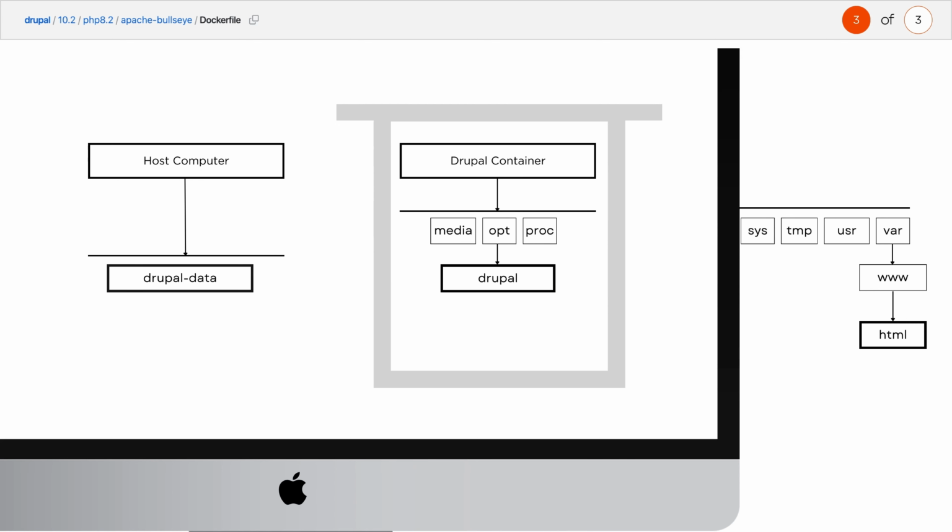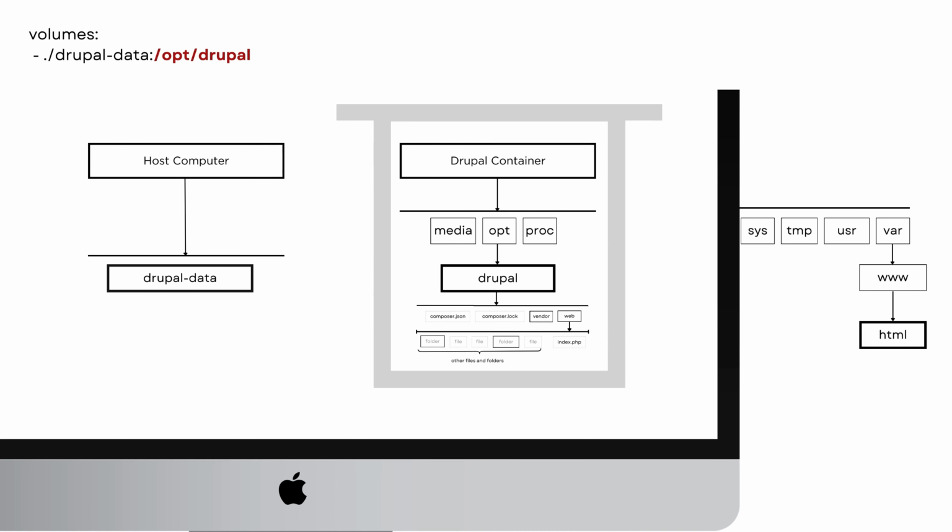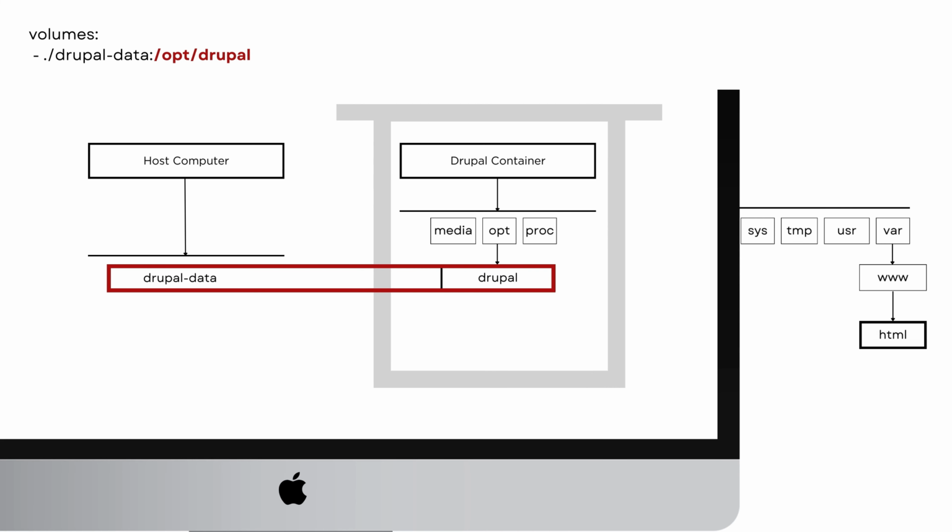It's important to note that Docker Compose file settings take precedence over Dockerfile settings. As we've seen from our Drupal container, without volume mapping, Composer creates a Drupal project in the Drupal directory based on the Dockerfile instruction on line 82. In our volume mapping for our Docker Compose file, however, we are mapping an empty Drupal-data directory to the Drupal directory of our container. Based on Docker Compose precedence over Dockerfile, this means that at the time the Drupal container is created, the Drupal directory will be empty because the Drupal directory inside the container is the same as the Drupal-data directory on the host computer.